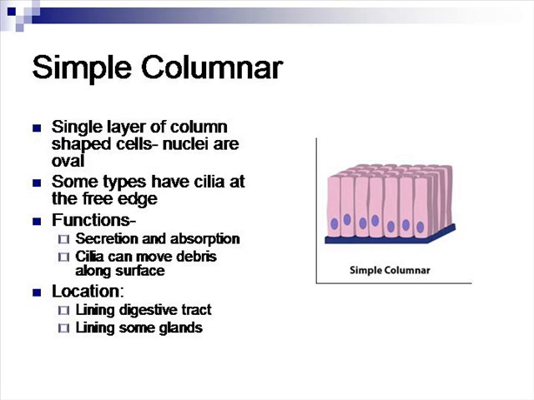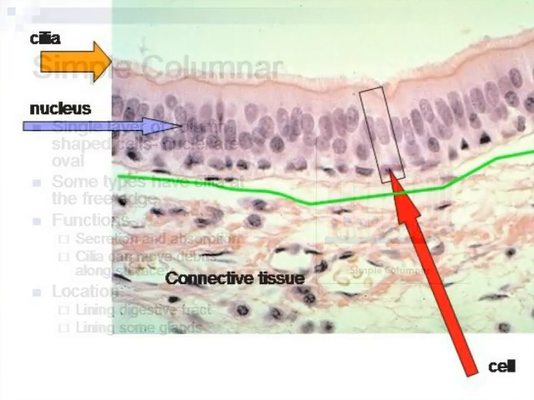The functions of a simple columnar cell are to secrete chemicals and to absorb things. If the simple columnar cell has cilia, the cilia are there to move debris along the surface of the cell. You will find simple columnar cells lining our digestive tract and lining some of our glands in the body.